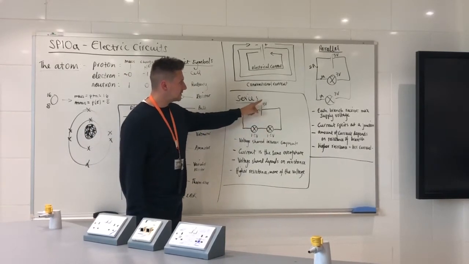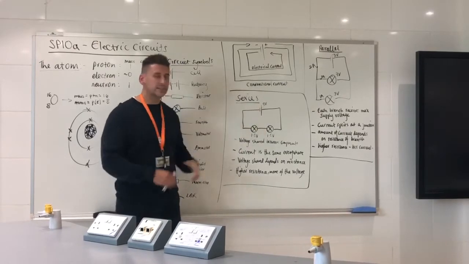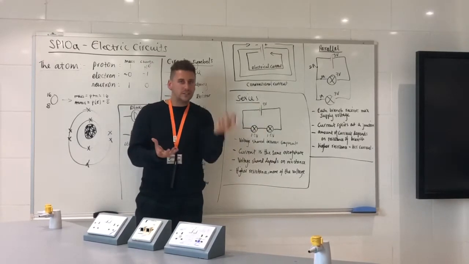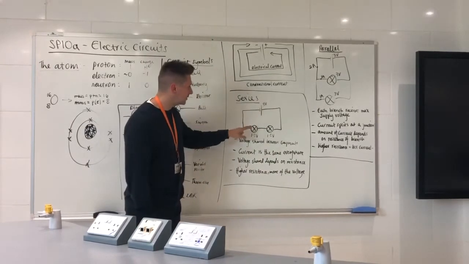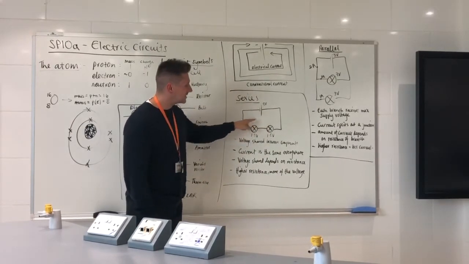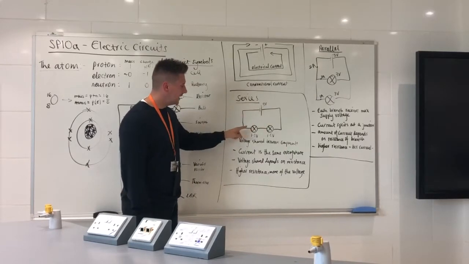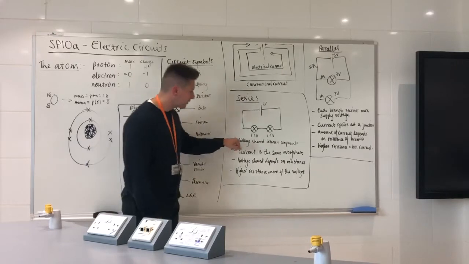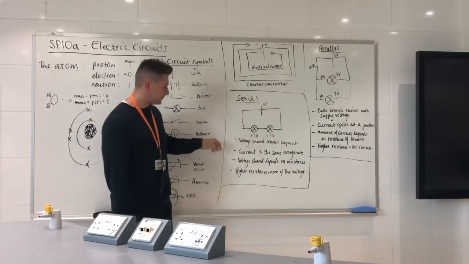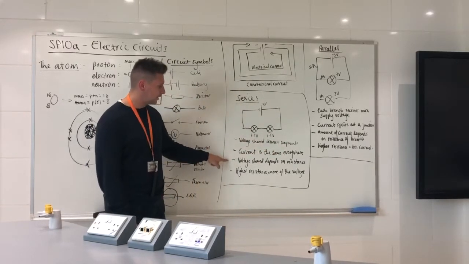If this cell has 3 volts, these bulbs are in series. Voltage in series is shared between the components in the circuit. So for example, 3 volts on the cell there, 2 identical bulbs, which is very important, get 1.5 volts and 1.5 volts each. So voltage is shared between components. Now, I'm going to skip step 2 just quickly.